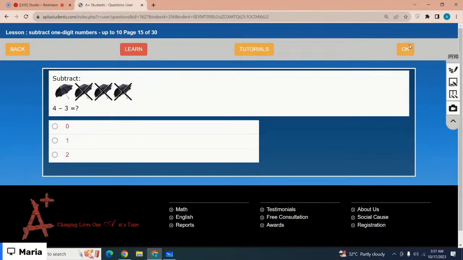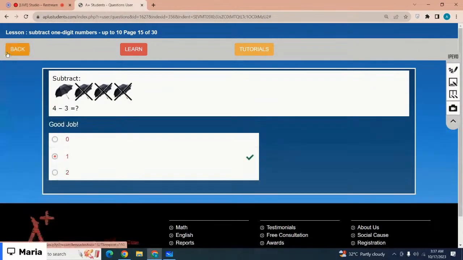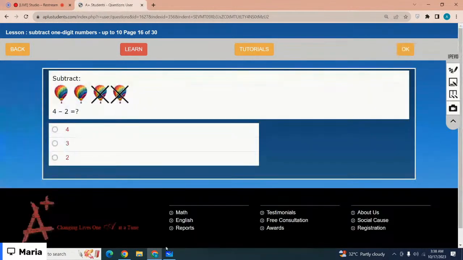Okay, the next one is 4 take away 3. So, which is the correct option? Very good. 4 take away 3 is 1. Okay, you can complete the lesson by yourself later today. So, we were working on grade 2 math. We have started with the chapter addition 1 digit.